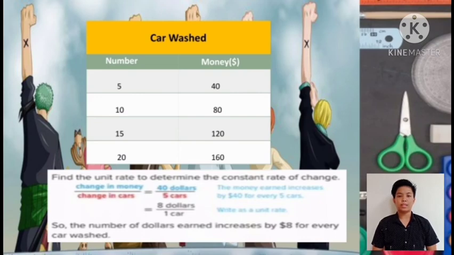So the next step is to find the unit rate to determine the constant rate of change. When determining what goes on top, look back at our question: dollars per car. So we set up our change in money, our dollars, over our change in cars. Our change in money was $40. Our change in the number of cars was 5 cars. So $40 over 5 cars is our constant rate of change, and we can simplify that by dividing top and bottom by 5. $8 per car. So the number of dollars earned increases $8 for every car wash.